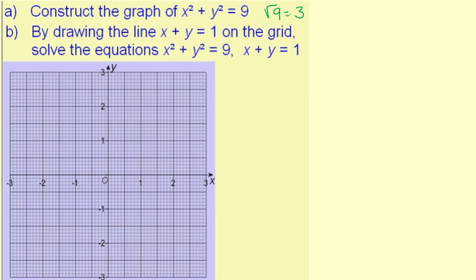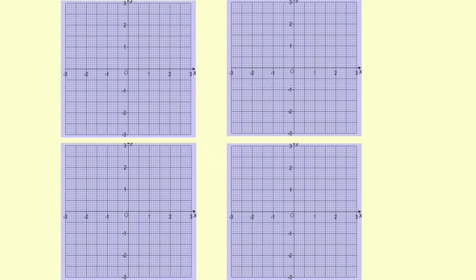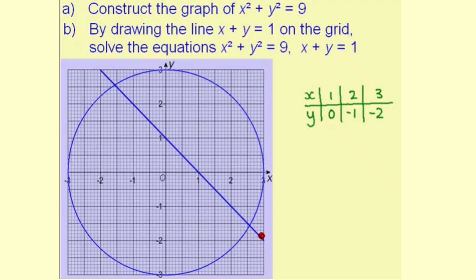So I would open up my compass. I'm just trying to get my slate working, it seems to have stopped. Open it up to 3. And then you're going to construct a circle with a radius of 3. So you'd put the pointy bit at the origin, you would open it up as far as 3 on your axes go, and then you'll construct a circle. It would look something a bit like this.